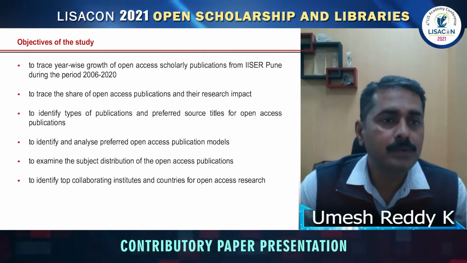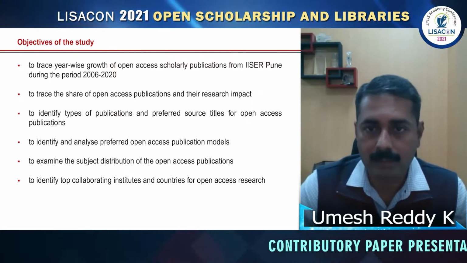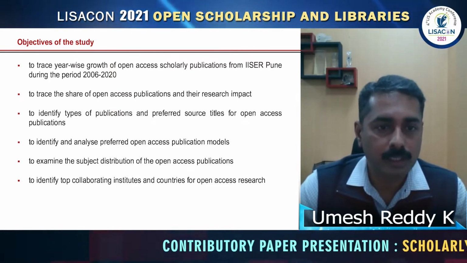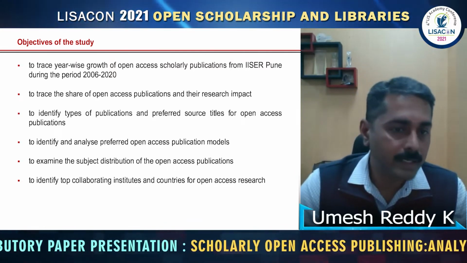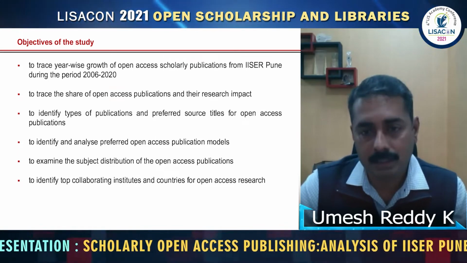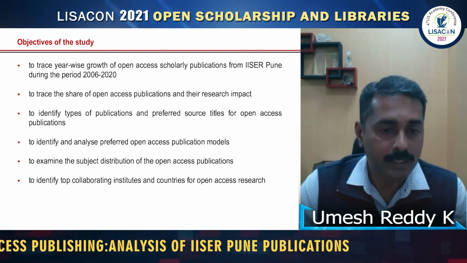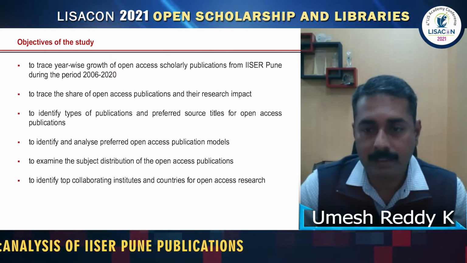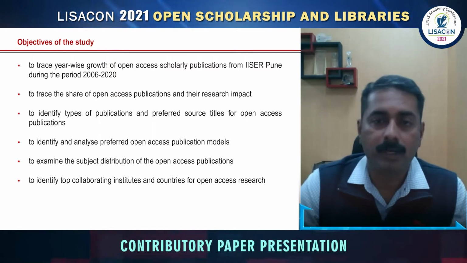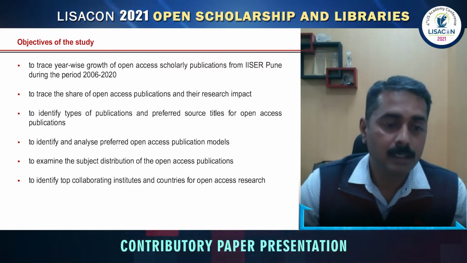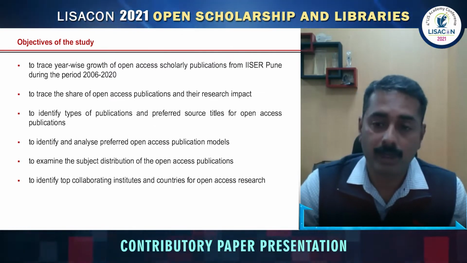So these are the objectives of the study: to trace year-wise growth of open access scholarly publications, to trace the share of open access publications and their research impact, to identify types of publications and preferred source titles for open access publications, to identify and analyze preferred open access publication models, to examine the subject distribution of open access publications, and to identify top collaborating institutions and countries for open access research.